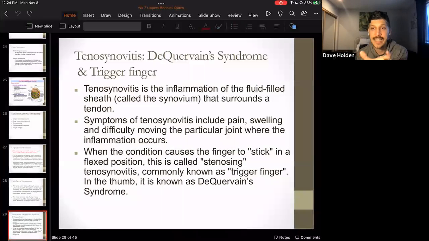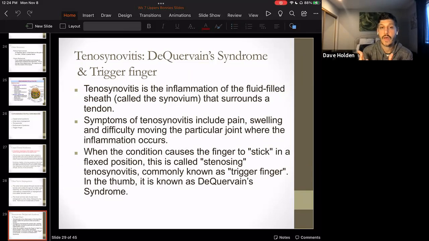Tendonitis is an inflammation of the tendon itself. Tenosynovitis is an inflammation of the tendon sheath. Two separate structures afflicted with inflammation. Tenosynovitis is the inflammation of the fluid-filled sheath. The fluid is synovium, same kind of synovial fluid in the joints. It surrounds the tendon and lubricates the tendon so that it doesn't create friction as it slides against its sheath.